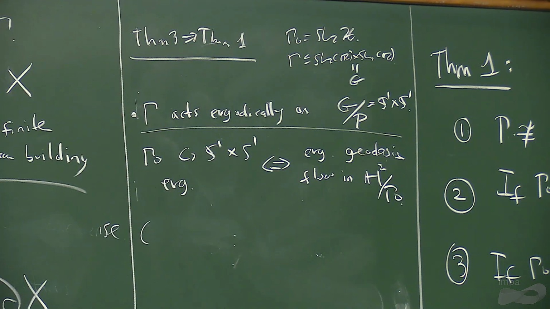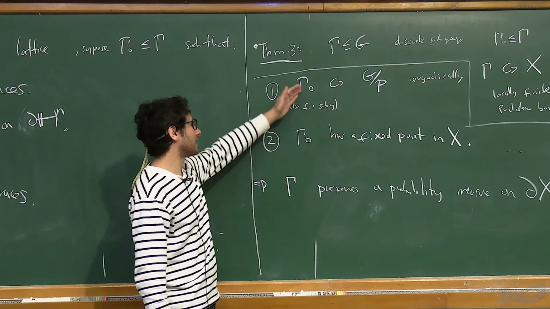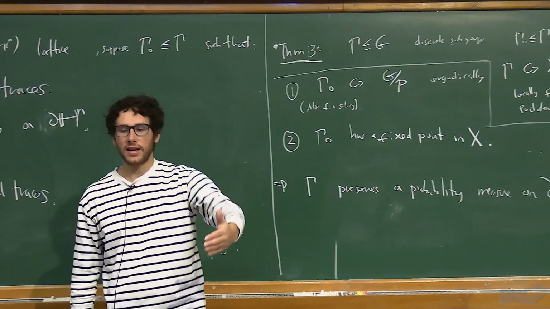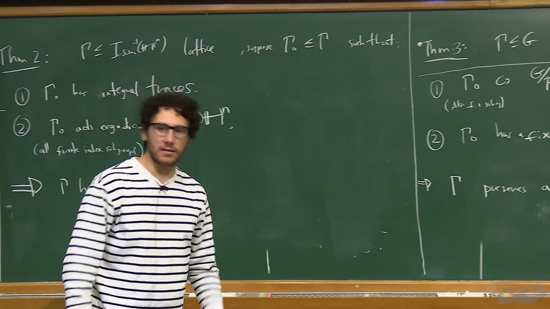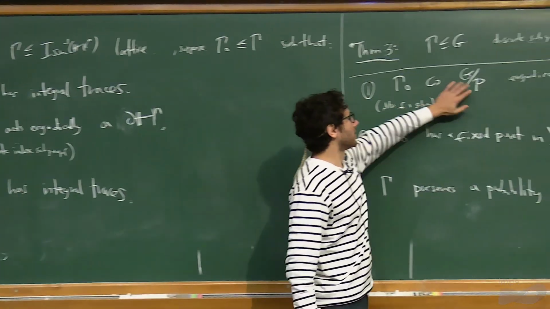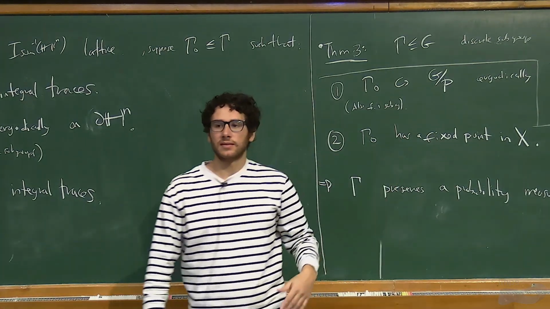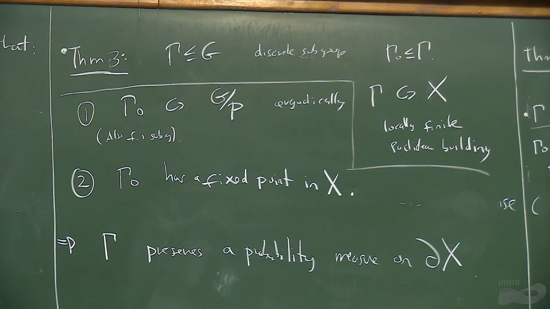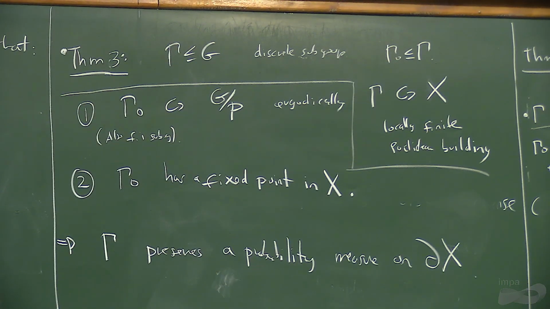I made a mistake of not defining ergodicity as well, but it means that any Lebesgue set that is gamma invariant has full measure or zero measure. Even though the action on this thing is not volume preserving, it's a loxodromic kind of action.